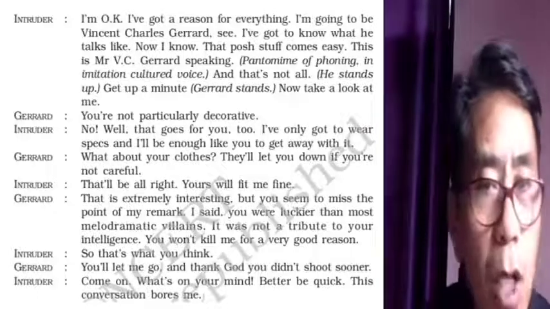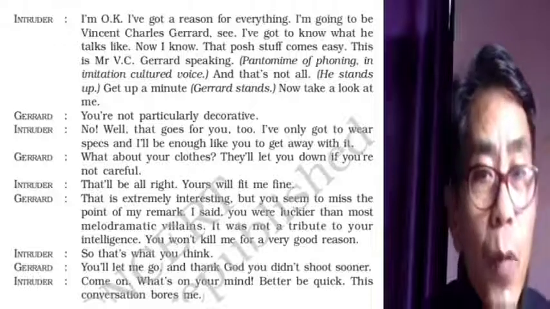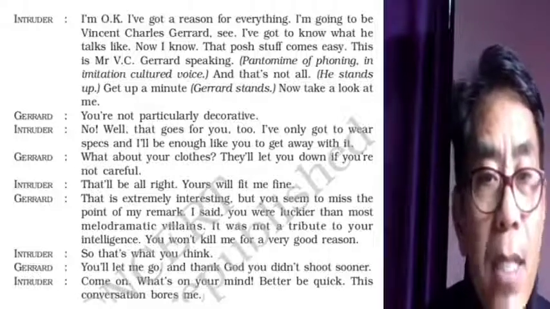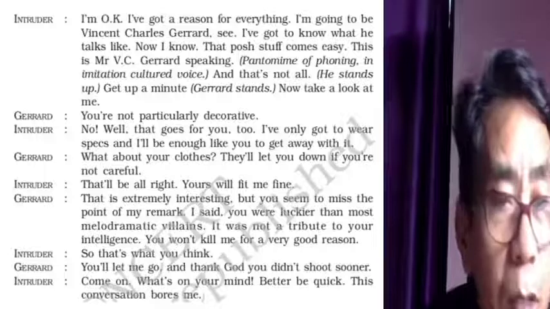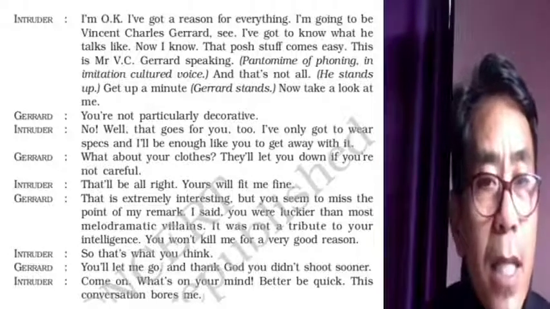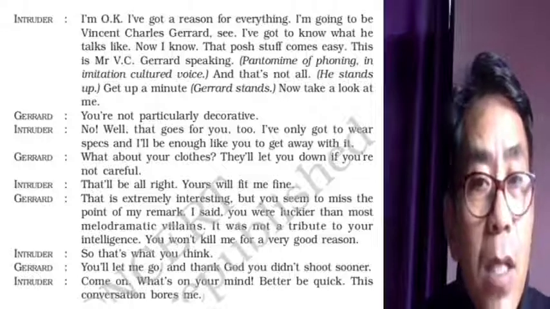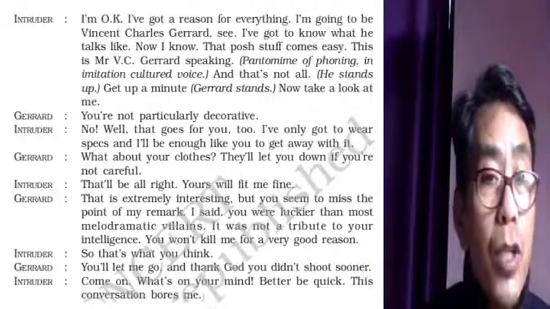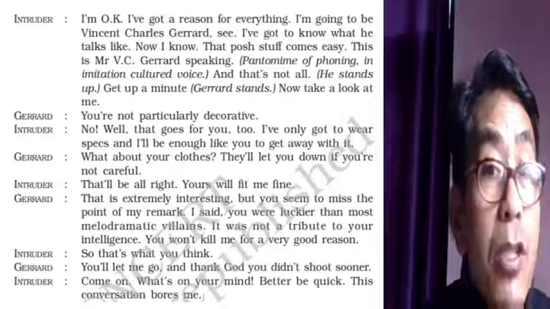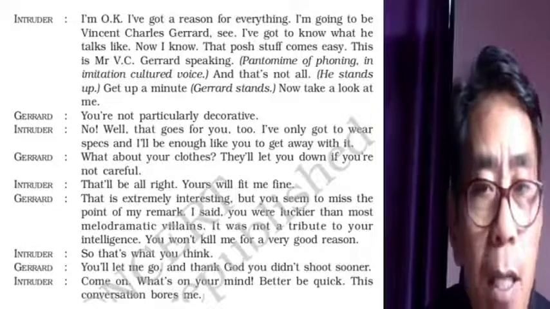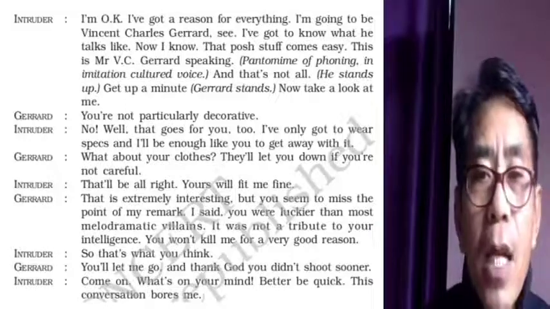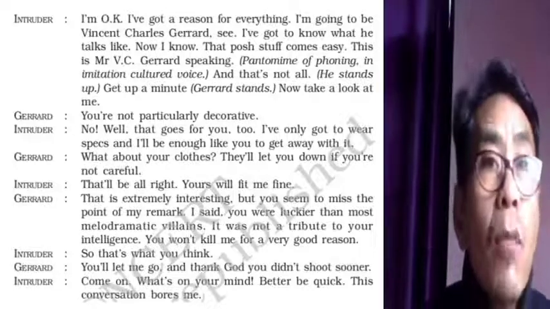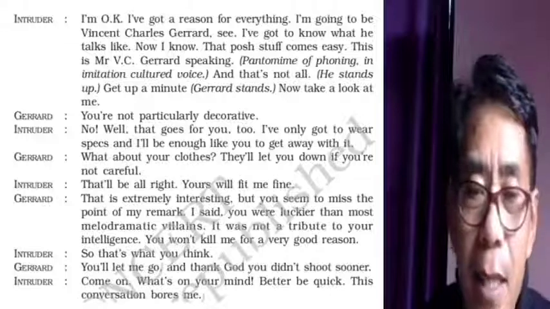So the intruder said, so that's what you think, Jared. You will let me go and thank God you didn't shoot sooner. Come on, what's on your mind? Better be quick, this conversation bores me. Mr. Jared was telling so many things, and the intruder did not understand why Mr. Jared was saying all these things. He was not that much afraid. The intruder knew that something was going on in Mr. Jared's mind, so he said, there's no need for us to talk much. Tell me what is in your mind. Why are you doing all these things?